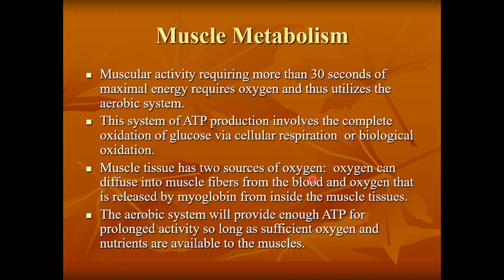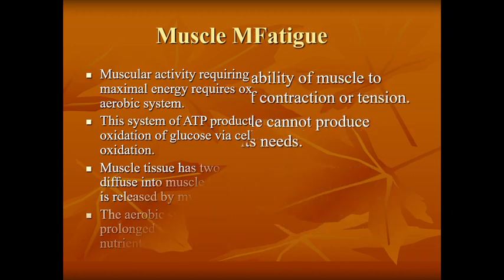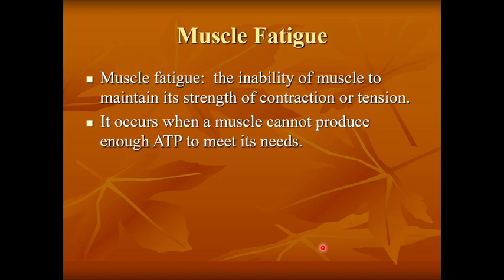Muscle tissue has two sources of oxygen: one from the blood, and oxygen that is released by myoglobin from inside the muscle tissue. It means muscle tissue receives oxygen from the bloodstream and from the muscle tissue itself. The aerobic system will provide enough ATP for prolonged activity so long as sufficient oxygen and nutrients are available to the muscles. Now, let's sum up our topic and see what muscle fatigue is.